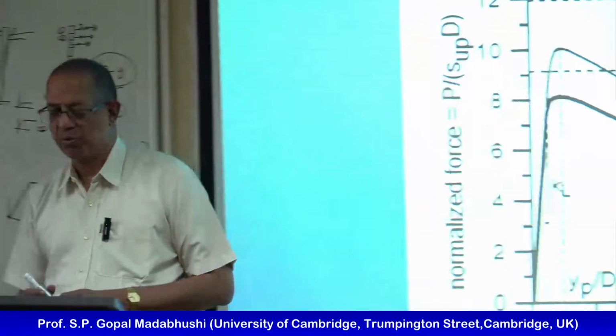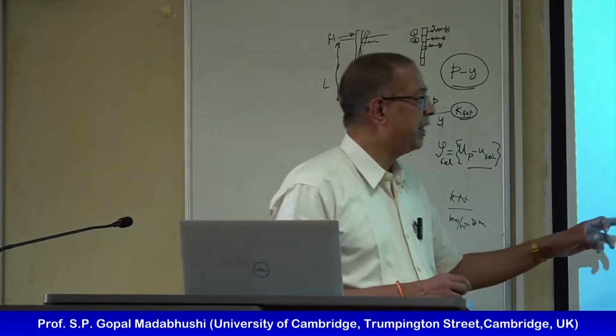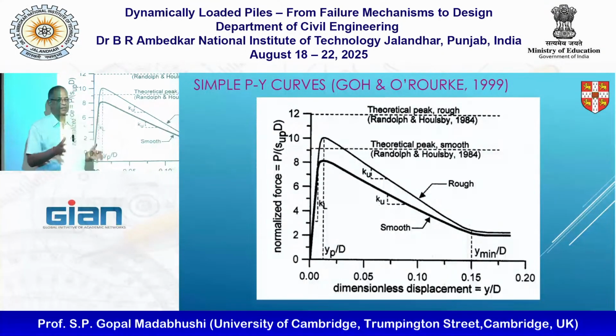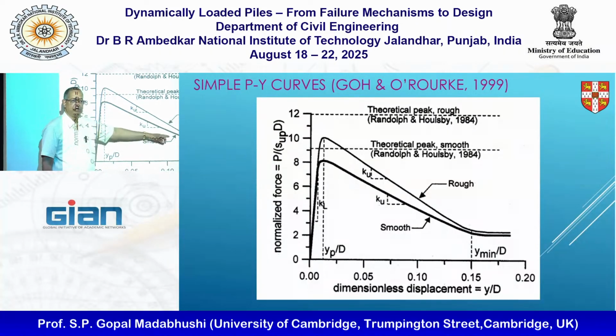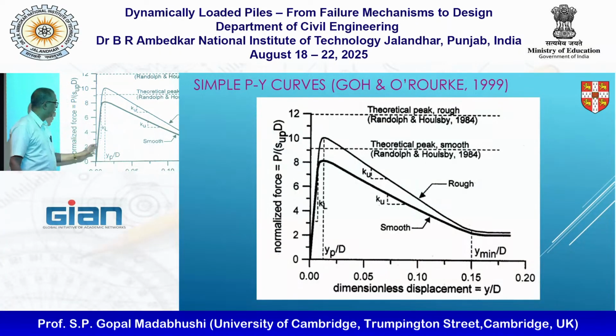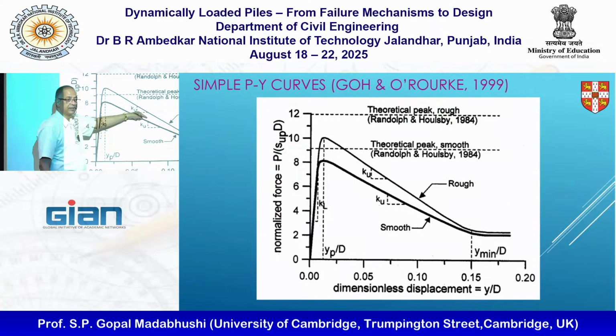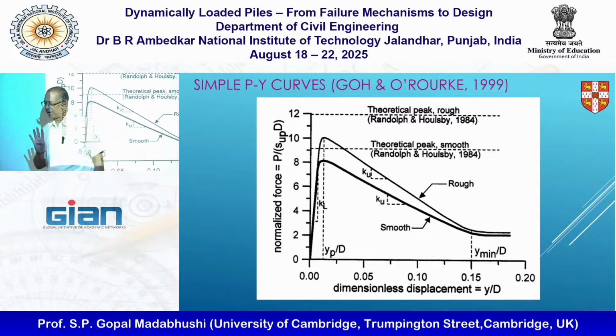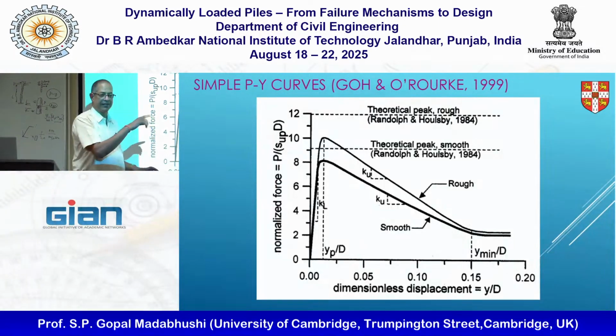By doing this, they could define the PY curve as, I mean, they have two, for the pile surface being rough or smooth. So they proposed two curves, but you can define these with only four parameters: slope of this line, KL, location of the peak, slope of that, and residual value here. So only four parameters are needed to define this.